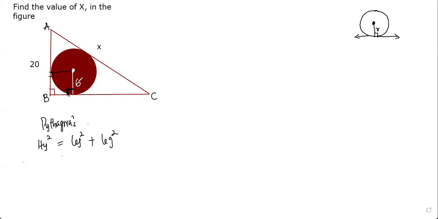And what do you observe here? We have a square, because this radius too is 6 units. And if this is 6 units, this also will be 6 units, and this also will be 6 units. So what do you observe? We have a square just within the triangle.